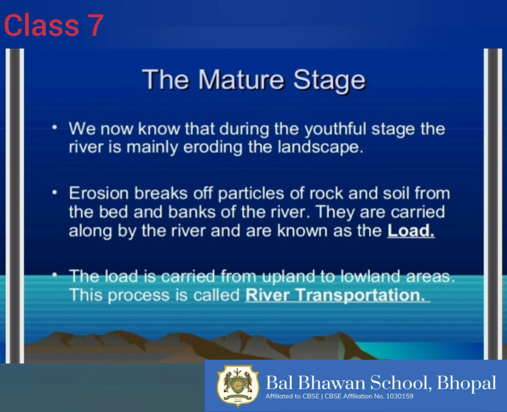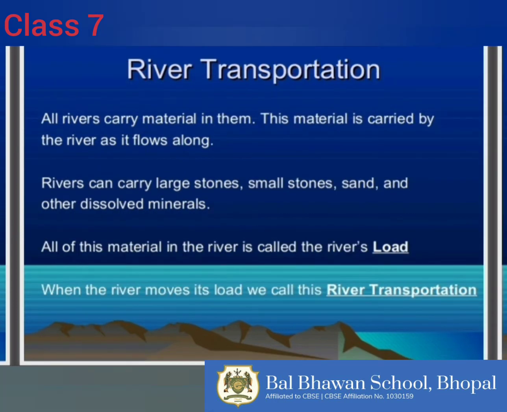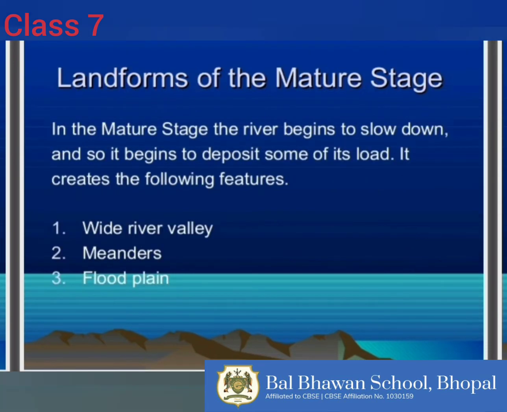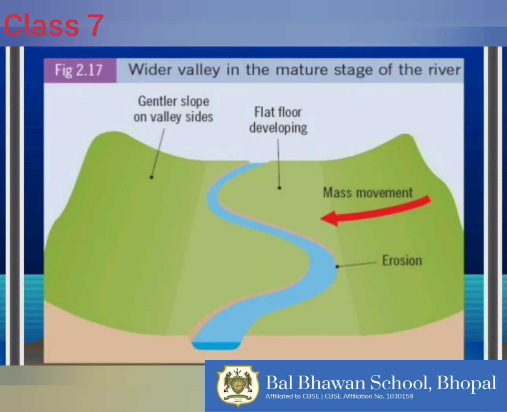When the river leaves the mountain and enters the plains, the flow is no longer swift. The river valley widens due to the continuous erosion along its banks. The river twists and turns to form large bends or loops. These are called meanders. Now the river erodes, transports, and deposits the sediments.